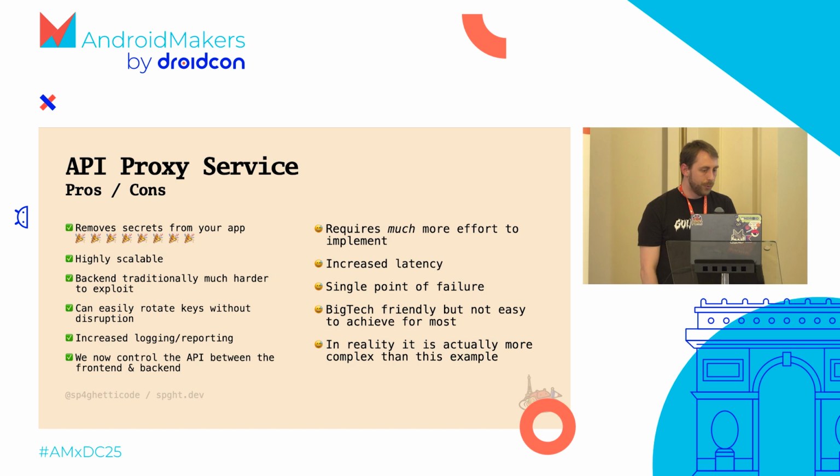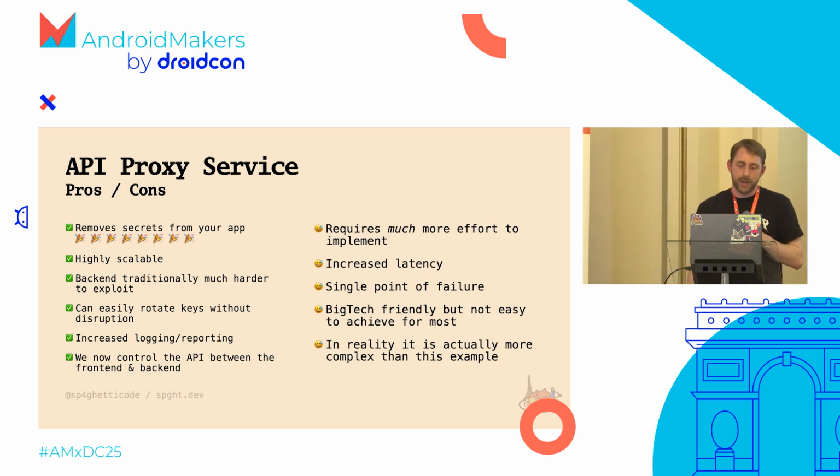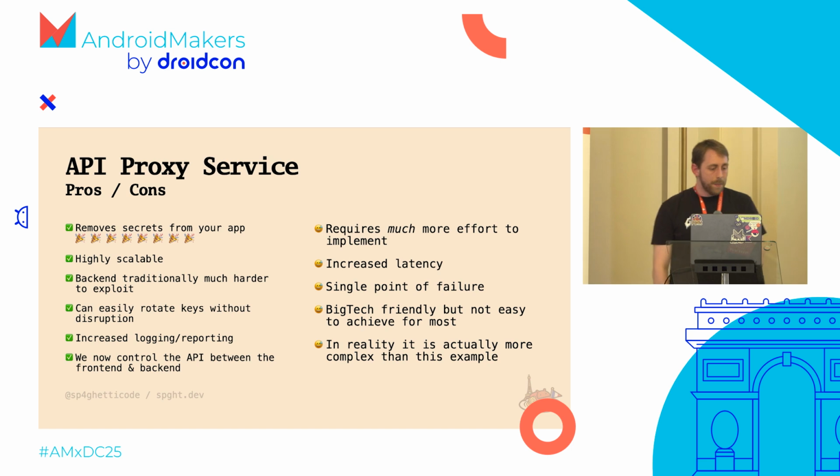So when it comes to proxy services, again, there are pros and cons. The first pro is probably the biggest one of all. It completely removes secrets from your app, right? So there are no more secrets. It's highly scalable, so your backend team can work with you to make this service available at a huge scale, millions of users. This is how many big companies do it.